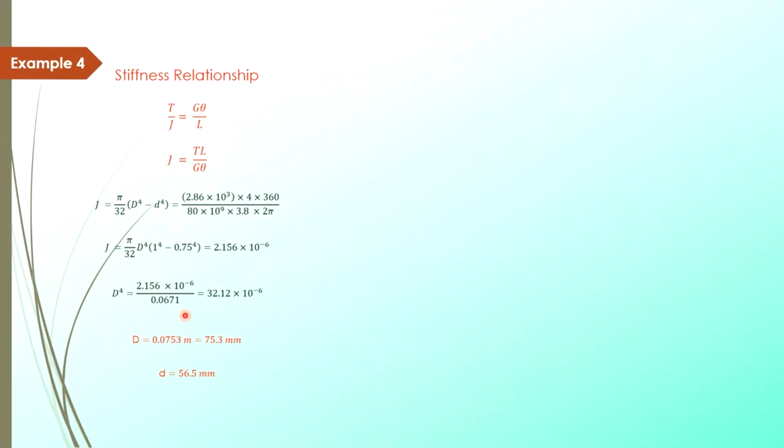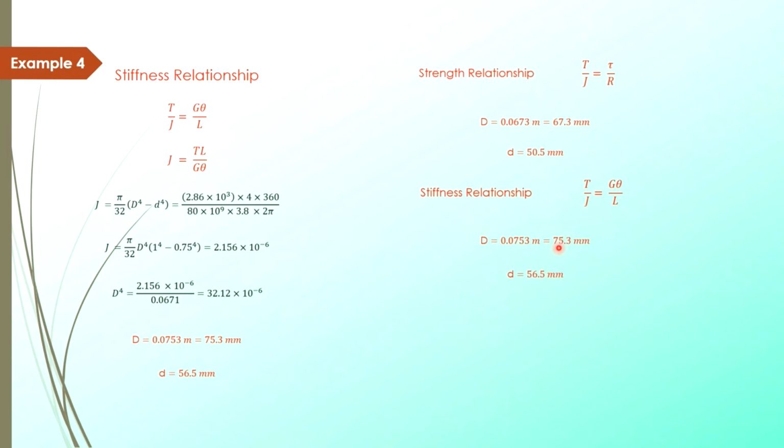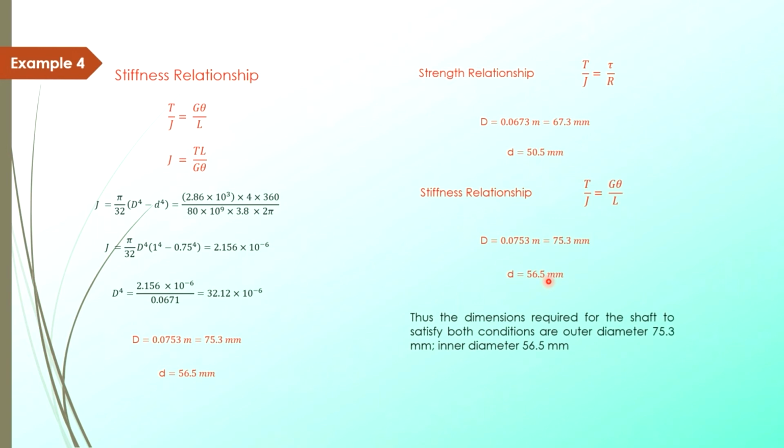So as compared, under the stiffness condition or the stiffness relationship, I think the diameter is larger, right? Under strength, you have this, external and internal. Under stiffness, you have this, the external and the internal. After comparing both, we have to choose the larger value in order to satisfy one, shear stress, and two, the angle of twist of 3.8 degree. Therefore, this should be our design based on 75.3 mm and 56.5 mm.